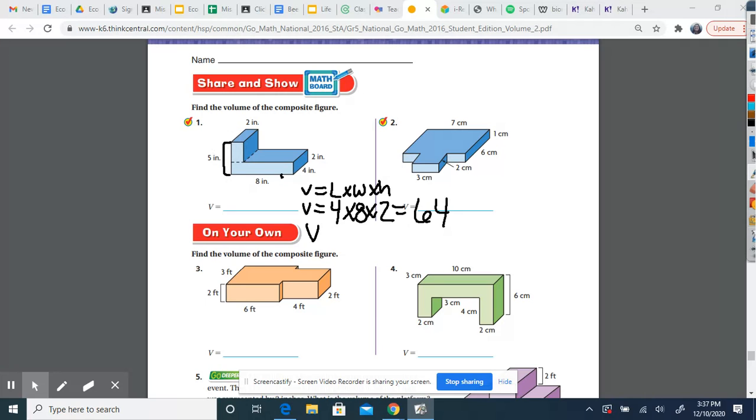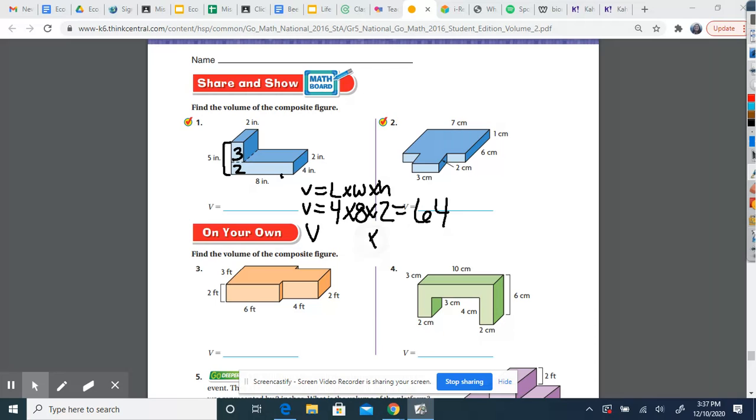We know that the height of my bottom one is 2 inches. So we have to figure out 2 and what makes 5. So 2 plus what equals 5. We can do that by saying 5 minus 2, which gives us 3. So now we know the height of our top figure is 3.